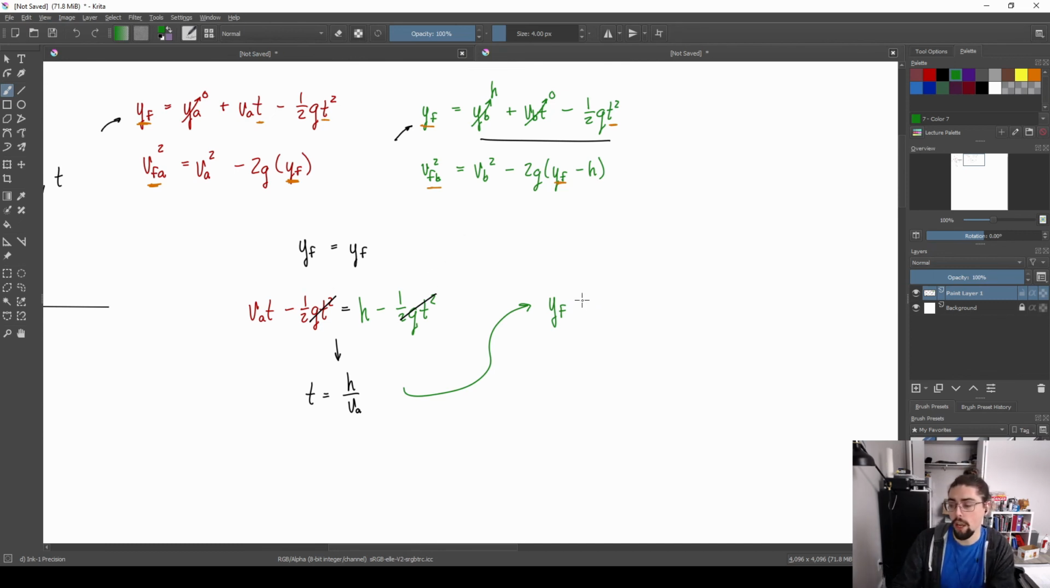But I can go with the green equation and say, okay, well, y of f is h, a given, minus 1/2 gt squared. But now I'm going to replace that with this right here. That's my expression, and that's it. As far as I'm concerned, h given minus 1/2 g h squared over v a squared. I've got it. That's everything I need, all in variables that we have.